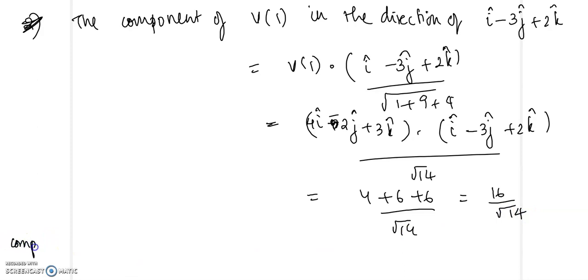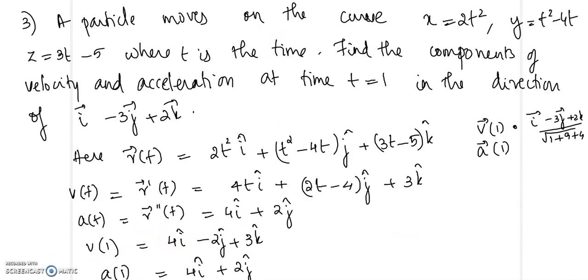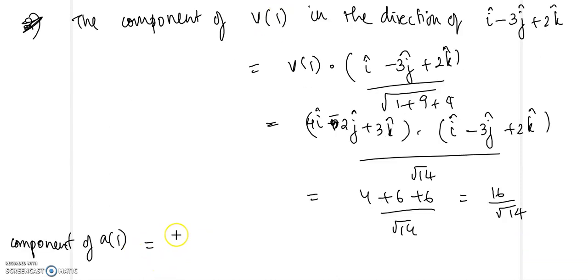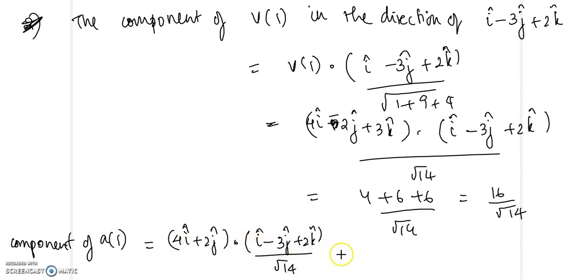And again the component of a of 1, a of 1 will be 4i plus 2j. So 4i plus 2j dot i minus 3j plus 2k by root 14. So that will be 4 minus 6. So minus 2 by root 14 will be the value.